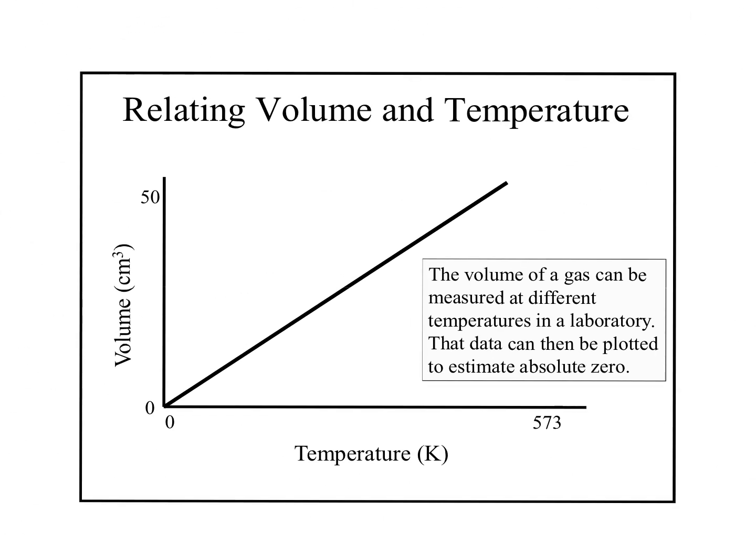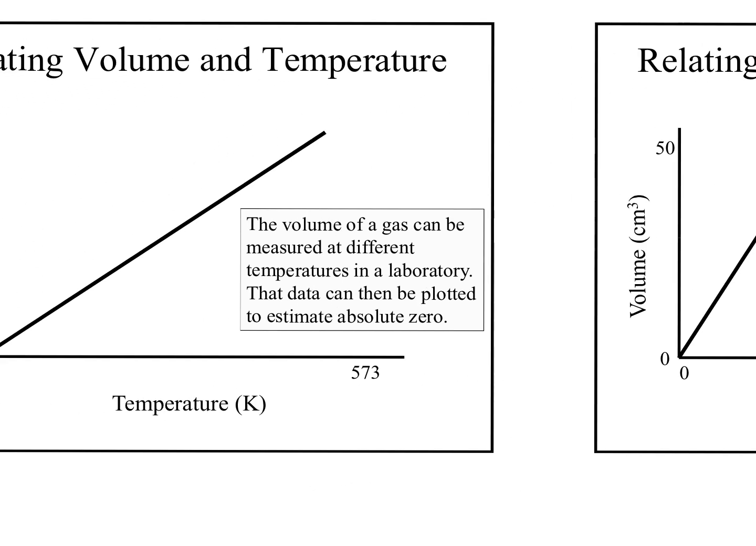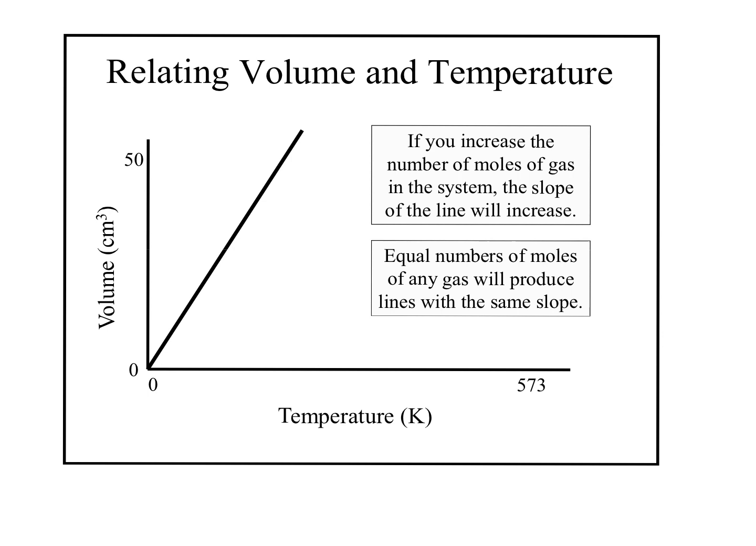Relating volume and temperature, if I increase my temperature, then think about it in a balloon, my volume is going to expand, or my balloon is going to get bigger. If I increase the number of moles of gas in my balloon, though, the slope of the line is going to increase. So look at the two slopes of the line here. It'll increase faster. The volume will get bigger faster because there are more particles in there that need to spread out. Equal numbers of moles of any gas will produce lines with the same slope.